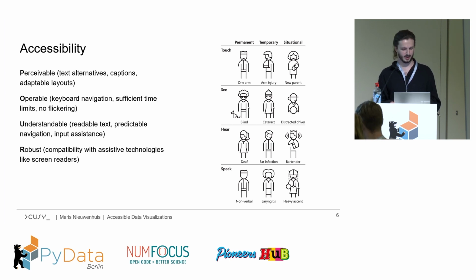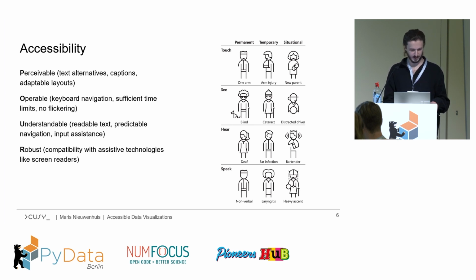Sufficient time limits for stuff that appears and disappears automatically. And no content should be flickering, for example, to not give seizures to people with epilepsy. Of course, it should be understandable, like text should be readable, not only in Word, but also in text size. The navigation I already sort of talked about.